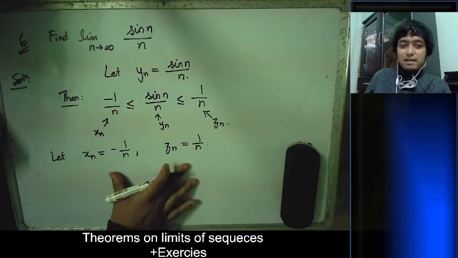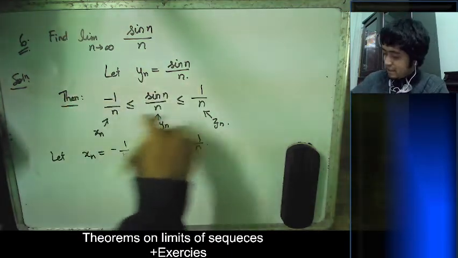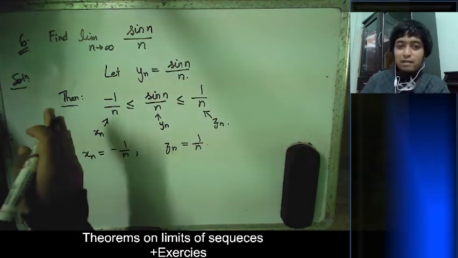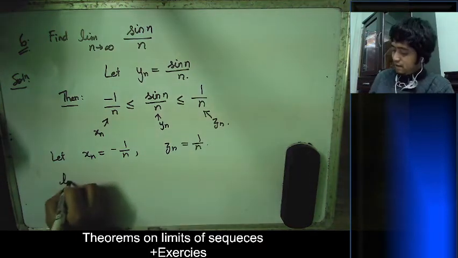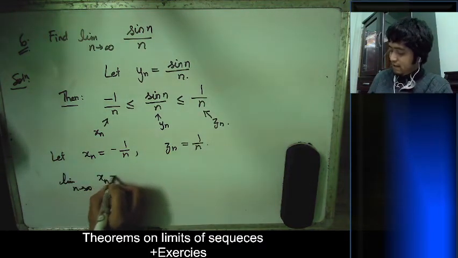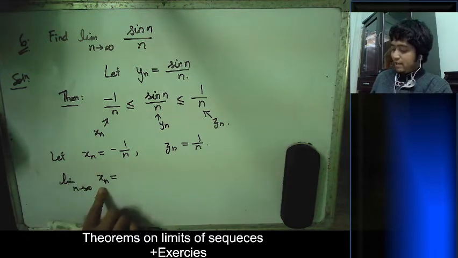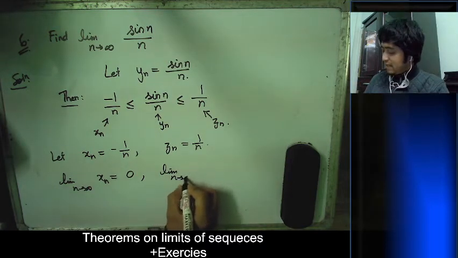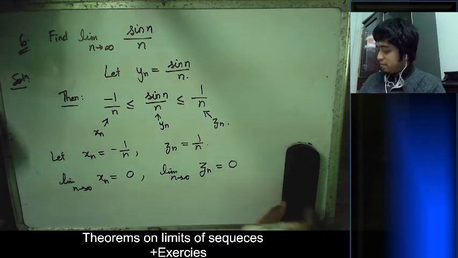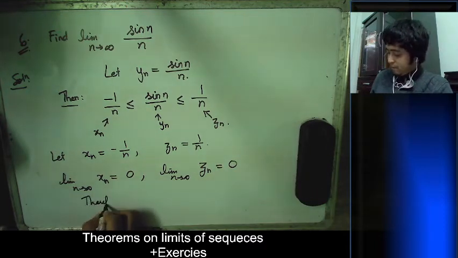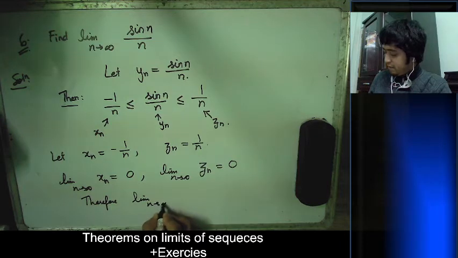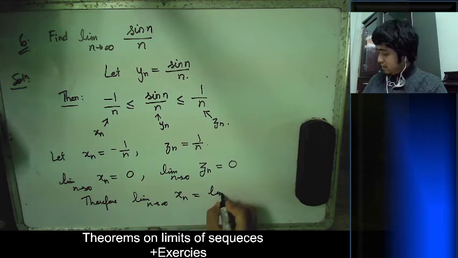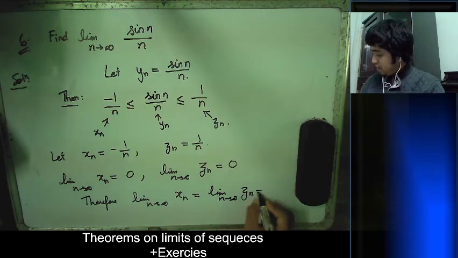If we have to use the squeeze theorem, we have first established this inequality. Next, we find the limits of the outside parts, the outside and the outside. So let me find it. The limit of this one, if you put n tends to infinity, will be equal to 0. Similarly, the limit as n tends to infinity of zn will be equal to 0. So therefore, the limits of xn and zn, the outside ones, are both equal.